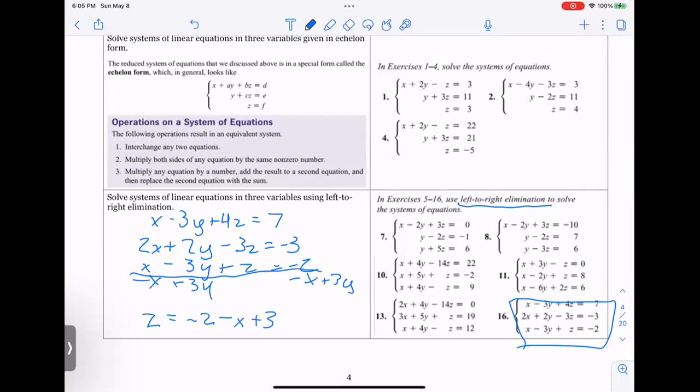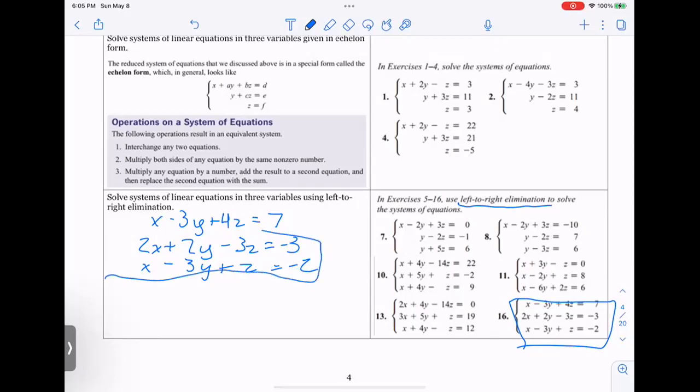Actually, hold on, my fault. Before we do that, we're going to look at the two equations, so let's look at the bottom two. We notice if we wanted to get rid of the x's, we can multiply this entire bottom equation by 2. This will make more sense in a second.